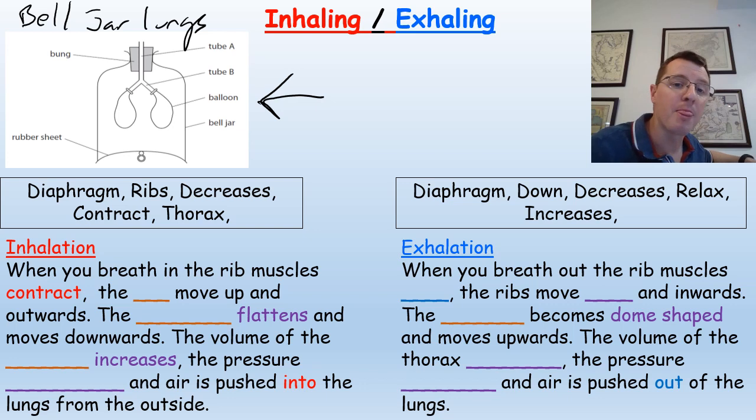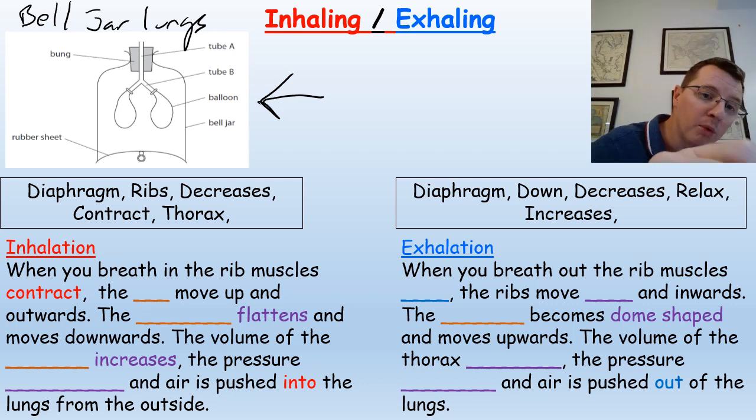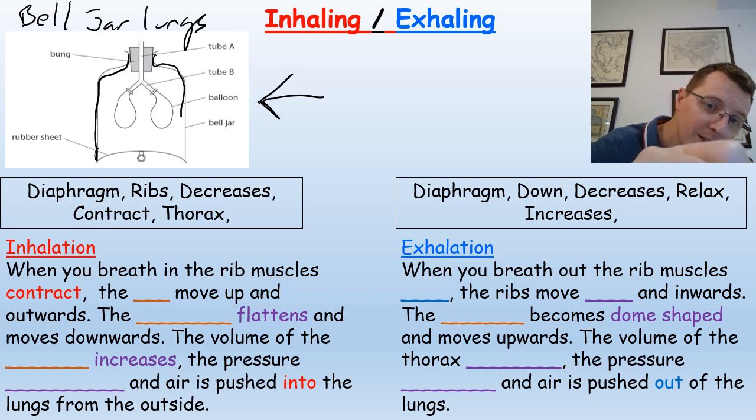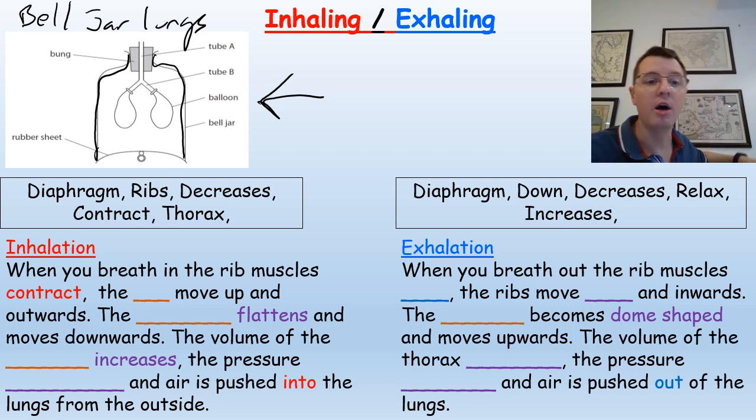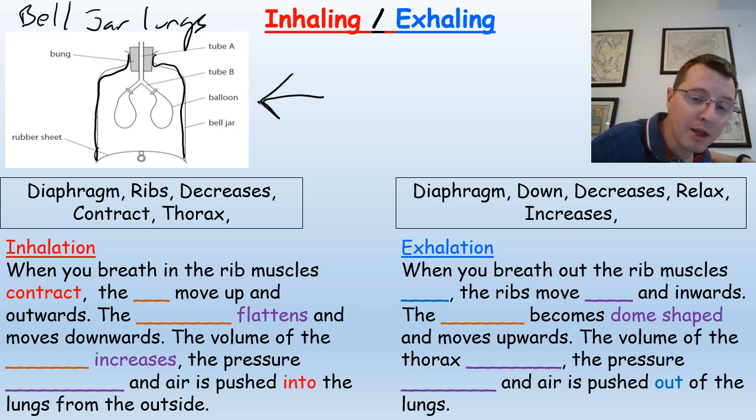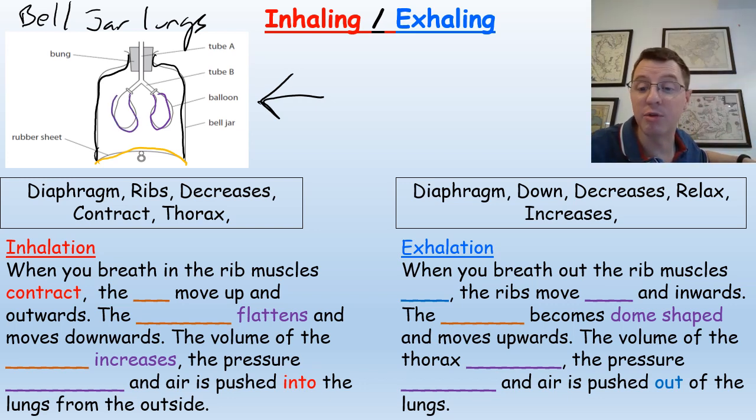So what happens? Well, in this bell jar model, we have a fixed glass jar, and at the bottom is a flexible piece of rubber which acts just like the diaphragm. And inside we have two balloons, left and right, which will inflate and fill with oxygen, fill with air. How?